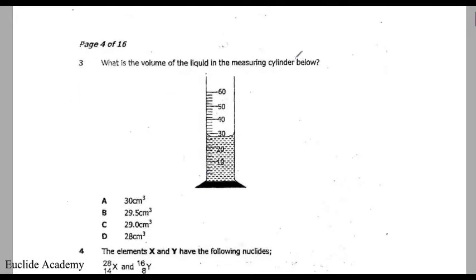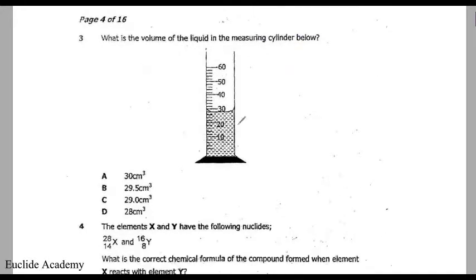Question 3. What is the volume of the liquid in the measuring cylinder? Well, we have to know where you measure from. So we start from here going upwards. That is 20, somewhere close to 29. So we have 1, 2, 3, 4.